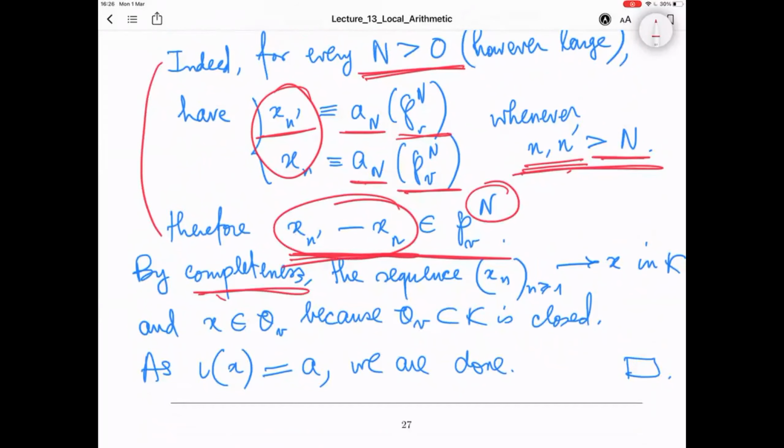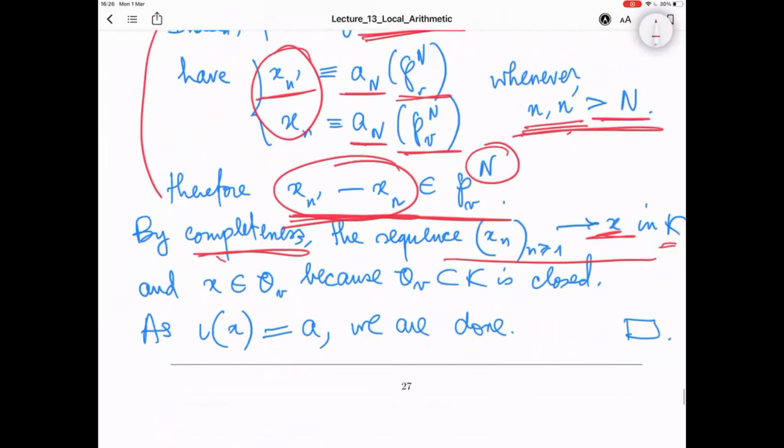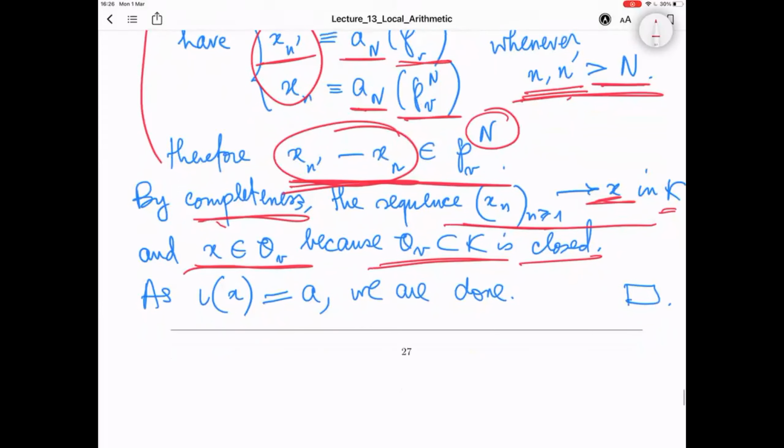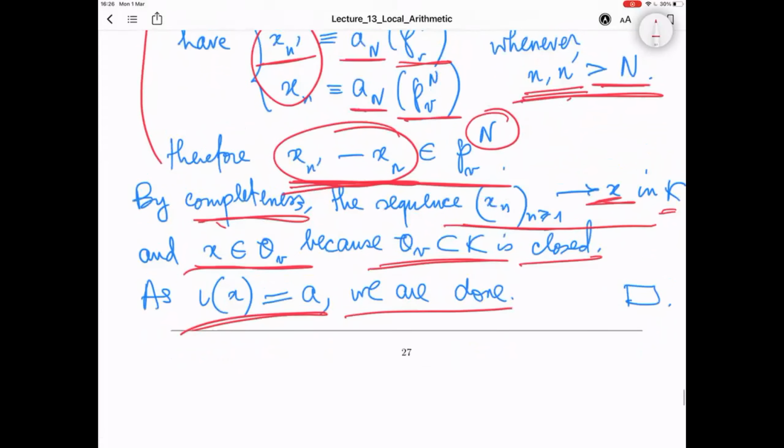And because the field K is complete, this sequence converges to some x in K. And in fact, this x is in OV because OV is a closed subspace of K. So the limit of any sequence of elements of OV is again in OV. Now, it just remains to check that iota of x is equal to a, and this is more or less the case by construction. So we get the result that iota is surjective.